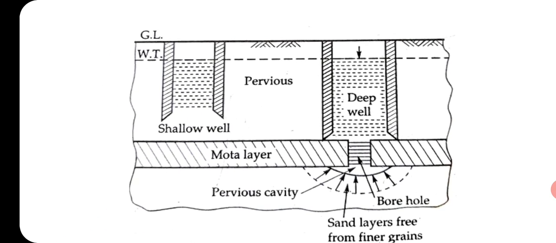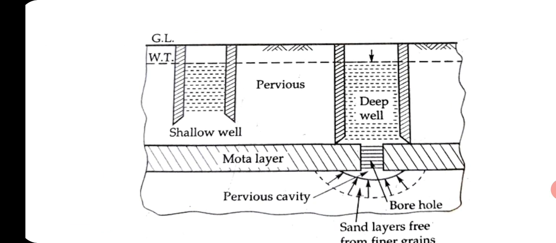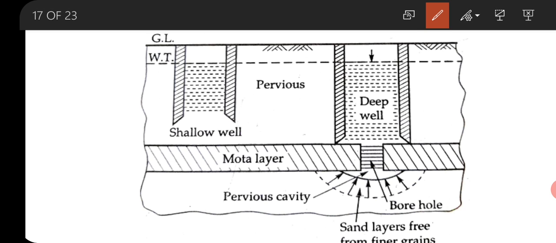Okay, see, this one is the image of a shallow open well and deep open well. So, this one is the shallow open well, this one is the deep open well. The shallow open well, you can see, is the one which rests in the pervious strata, and draws its supplies from the surrounding material.